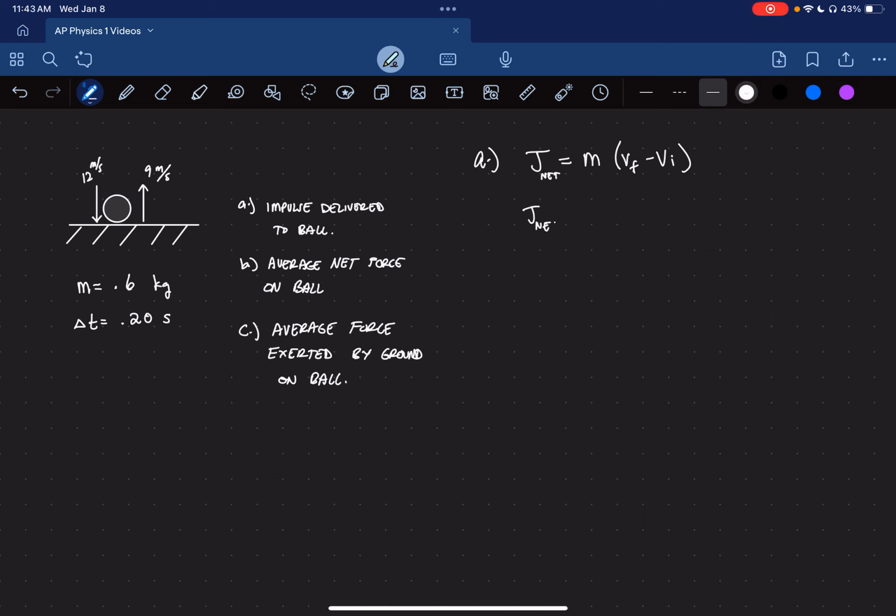So we will say mass is 0.6, final velocity. And so we need to assign direction to this. Upward is positive. So we'll say that the final velocity is positive 9 meters per second, minus the initial velocity, which is 12 downward. We can say that's a negative 12.